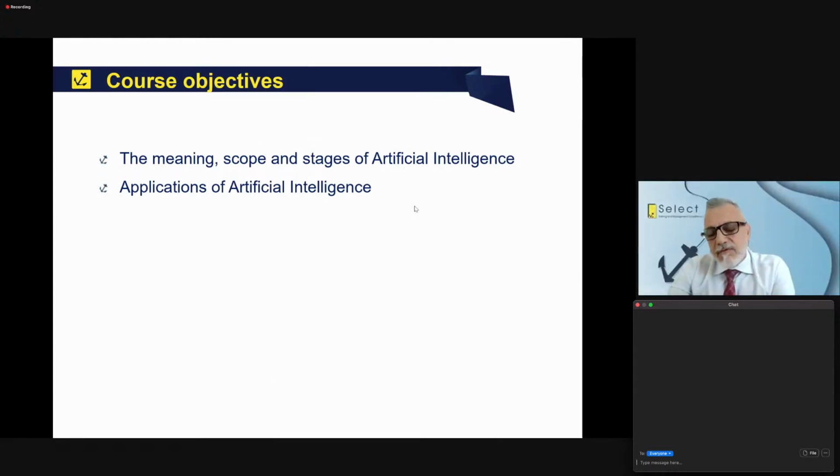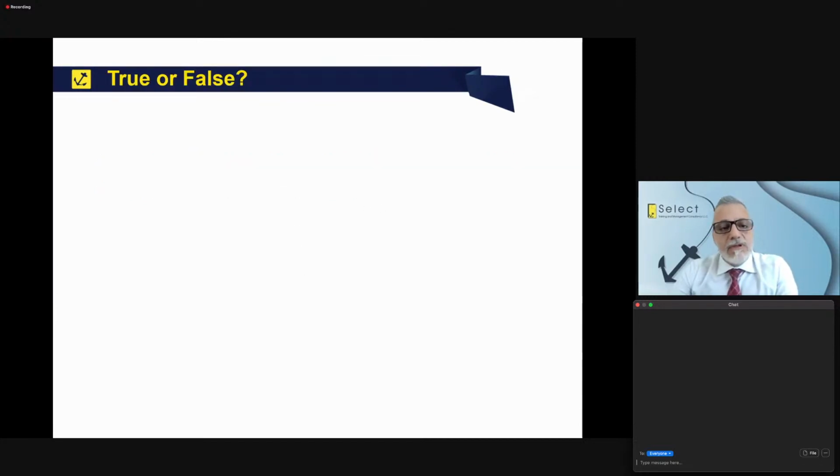So the main course objectives for this afternoon are the meaning, scope, and stages of artificial intelligence, and how to apply artificial intelligence. Application of artificial intelligence across different industries, whether within the organizational context, the medical industry, or when we create a certain robot, whatever it is. So we'll look at it in detail. But before we start, let's look at some true or false questions. I need participation from all, just to have an idea about what we will go through in these 45 minutes.